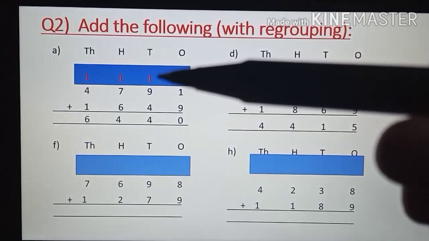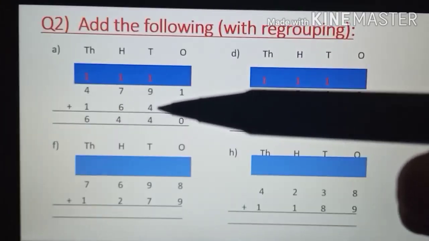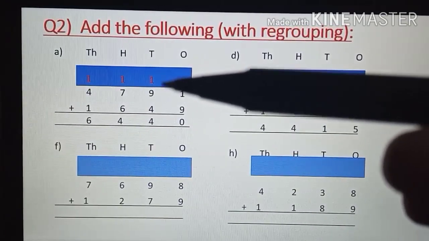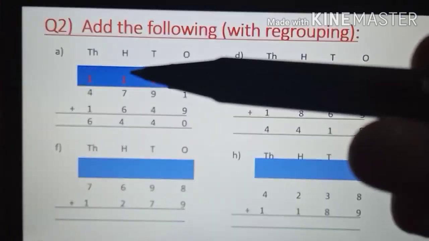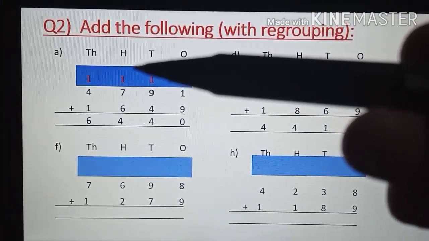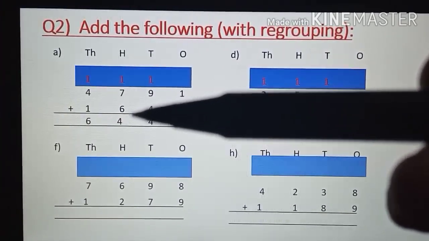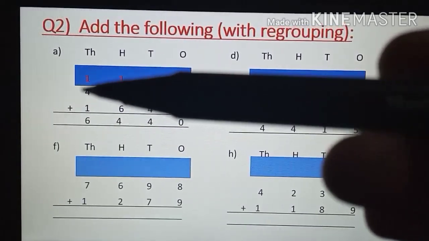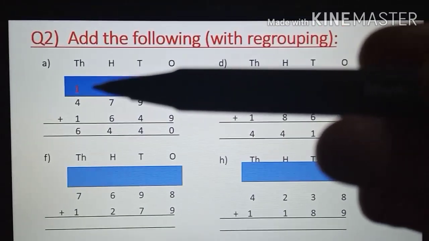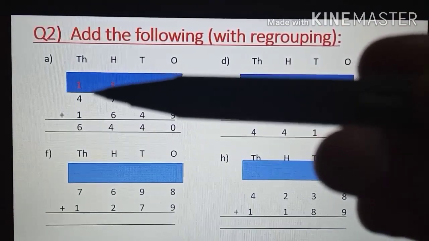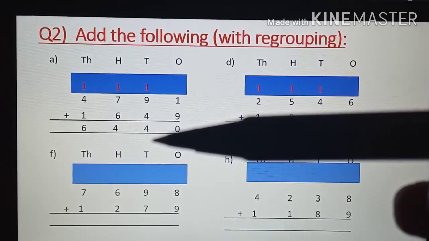Now under the tens column, children, we have digits 1 plus 9 plus 4. So when we add these digits, what we are getting? 14. So you write here 4 and 1 carry over under the hundreds column. Under the hundreds column, we have digits 1, 7 and 6. So when you add, we are getting 14. So write here 4 and 1 carry over under the thousands column. Now under the thousands column, you add 1 plus 4 plus 1, that is 6. So our sum is 6440.